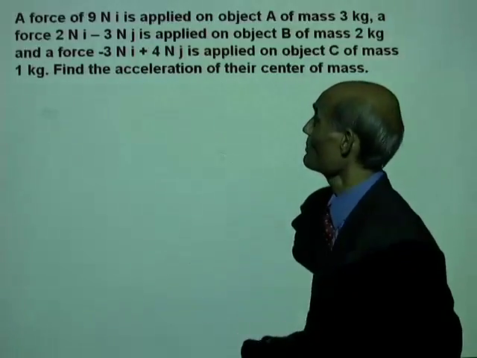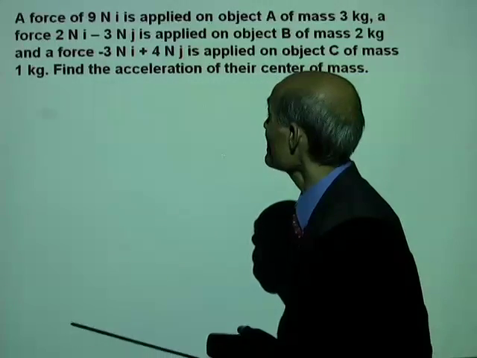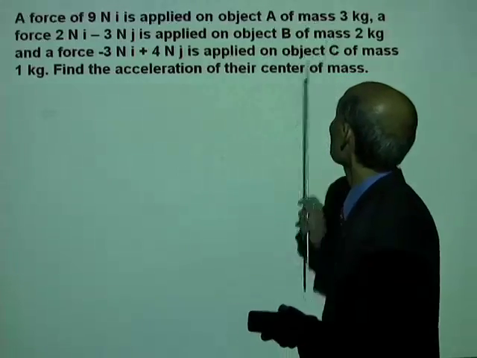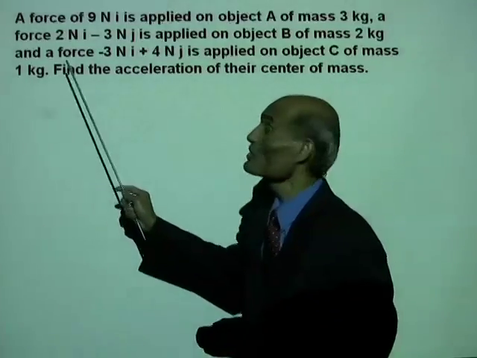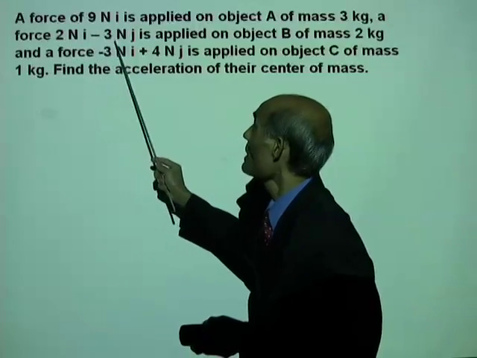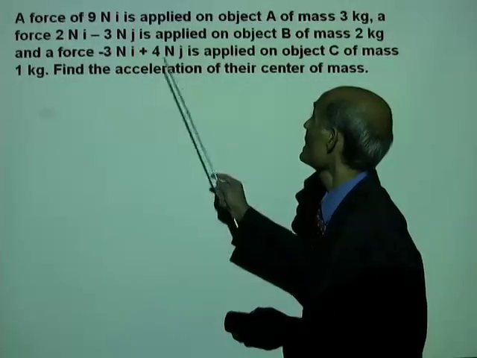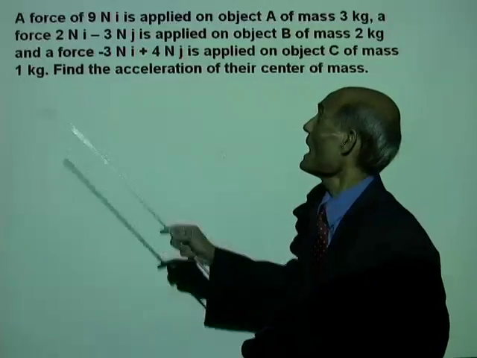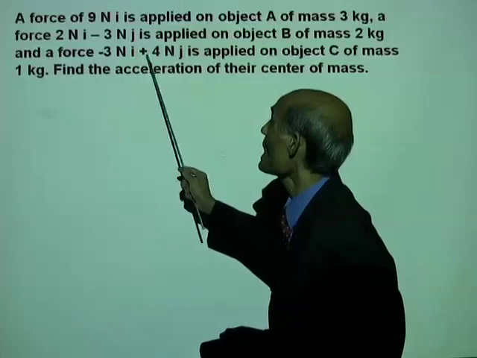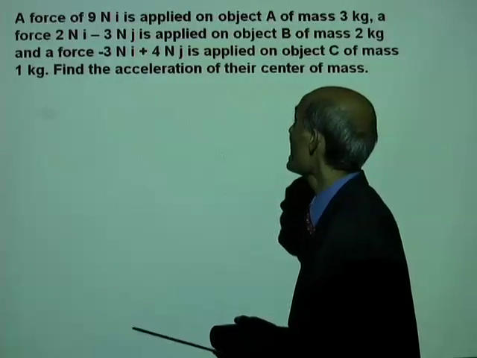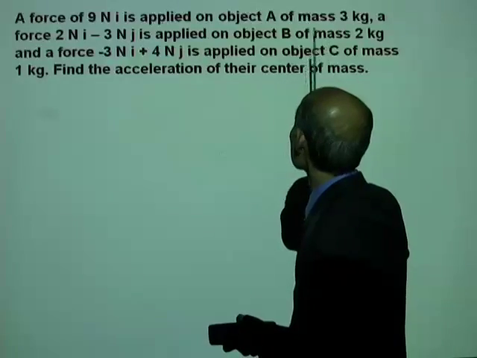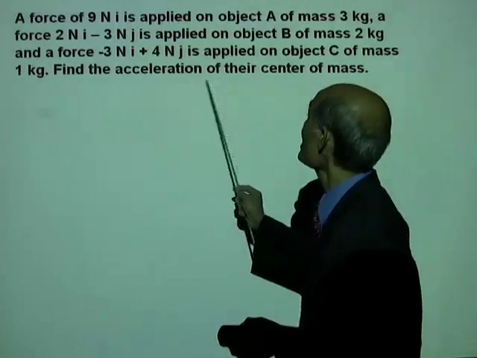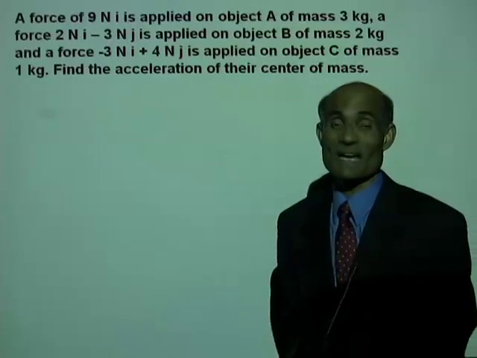Okay, let's do a small problem. A force of 9 Newton I is applied on object A of mass 3 kg. A force 2 Newton I minus 3 Newton J is applied on object B of mass 2 kg, and a force negative 3 Newton I plus 4 Newton J is applied on object C of mass 1 kg. Find the acceleration of their center of mass.